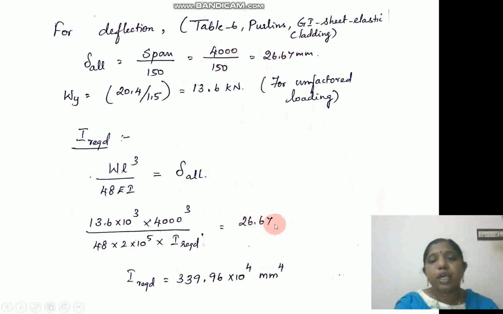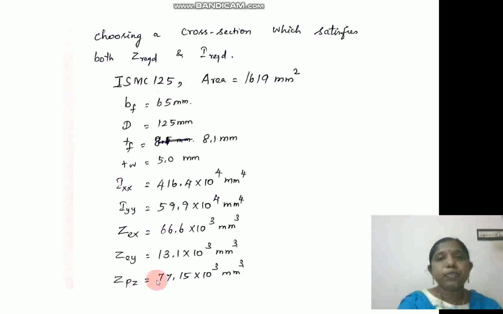When you equate with allowable deflection, you will get the I required, that is the moment of inertia required along its major axis, because the major axis is the maximum loading axis. Now, based on your modulus required and your inertia required values, you choose a cross section from SP6 for a channel section.